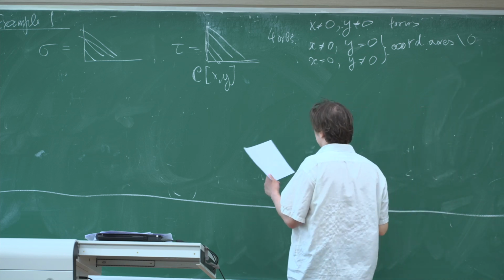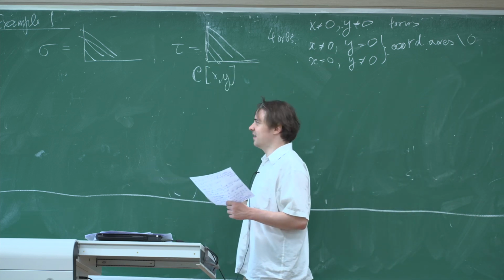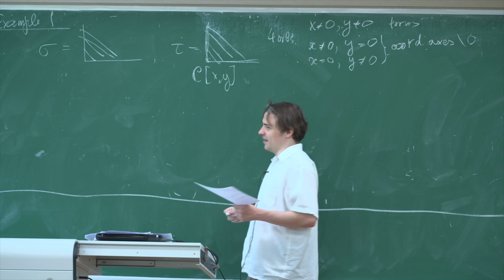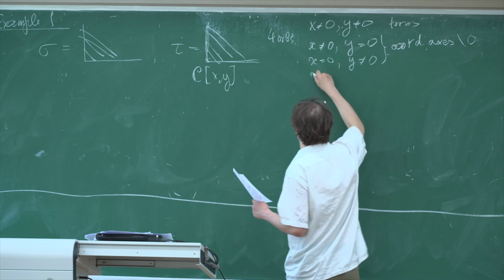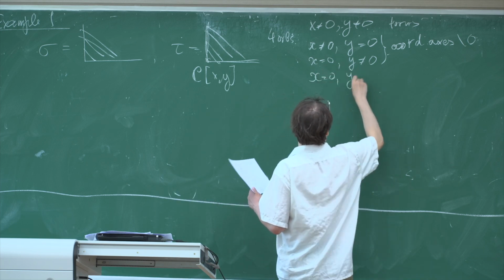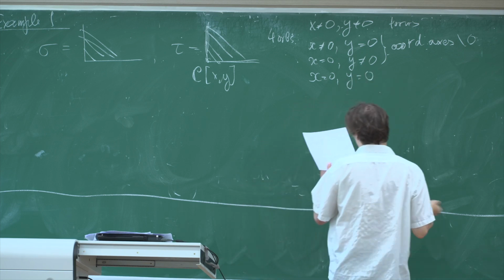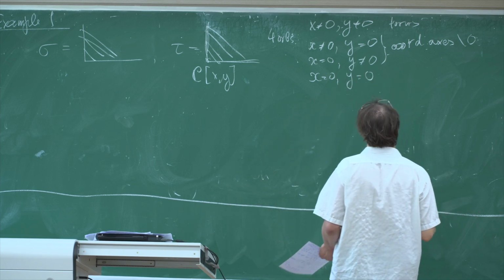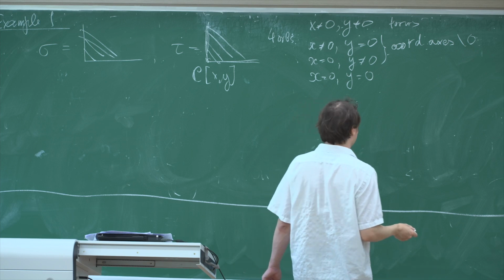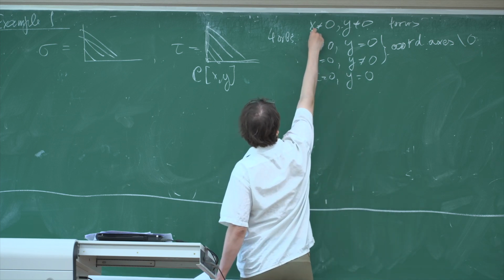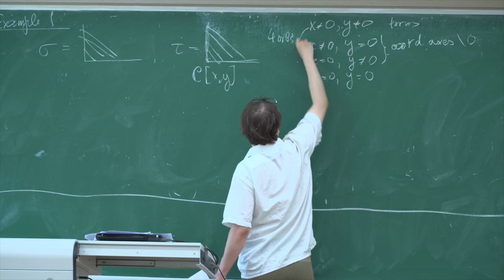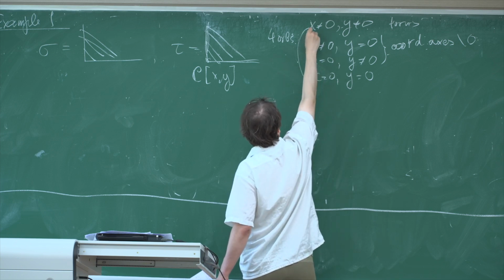And finally, here we have zeros everywhere except the origin. So x equals 0, y equals 0. Well, this is the origin. And now the closures. The closure of this orbit of the torus is everything.